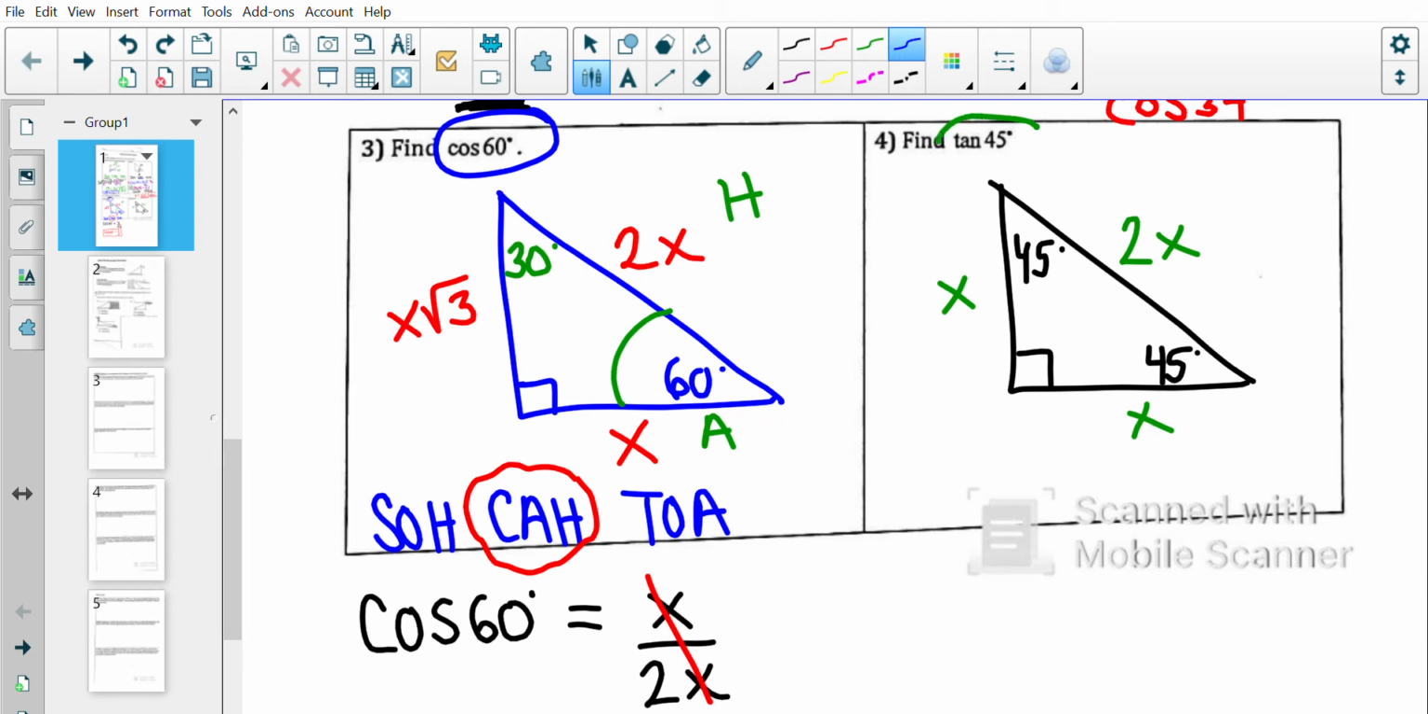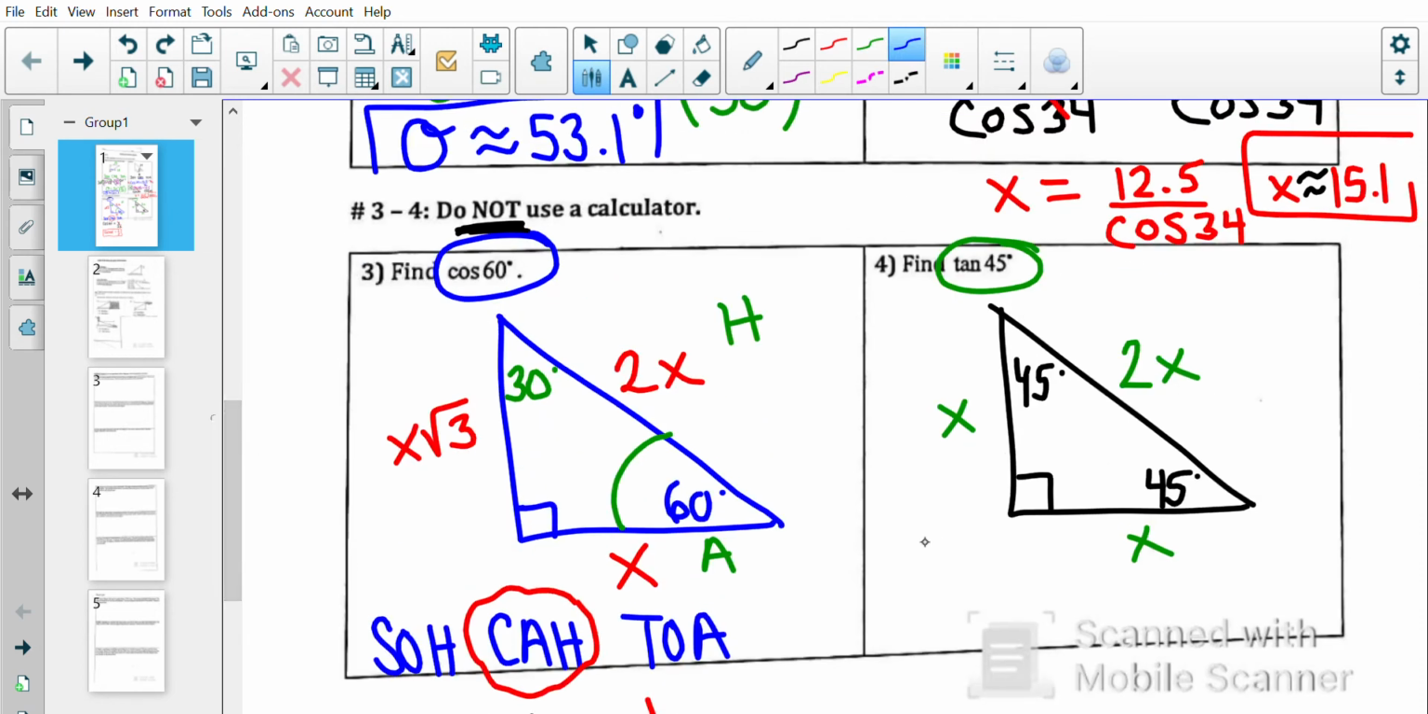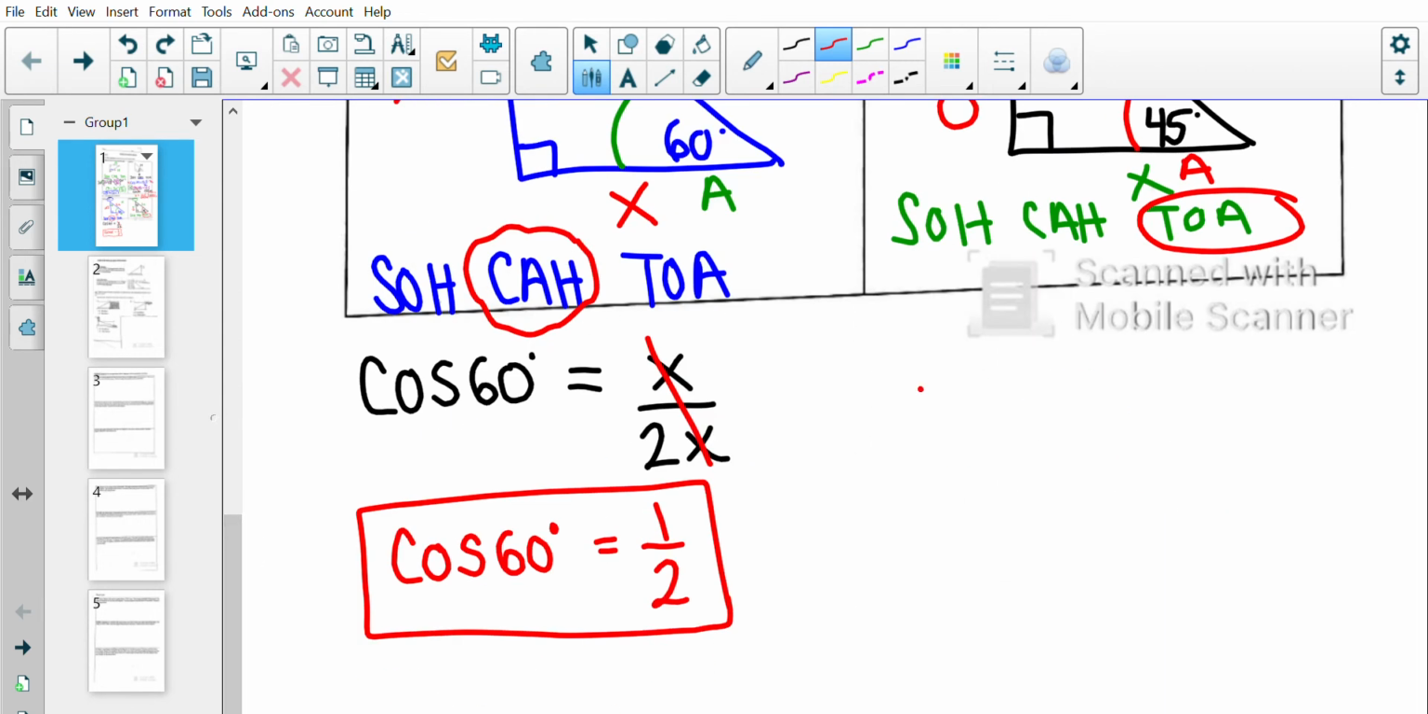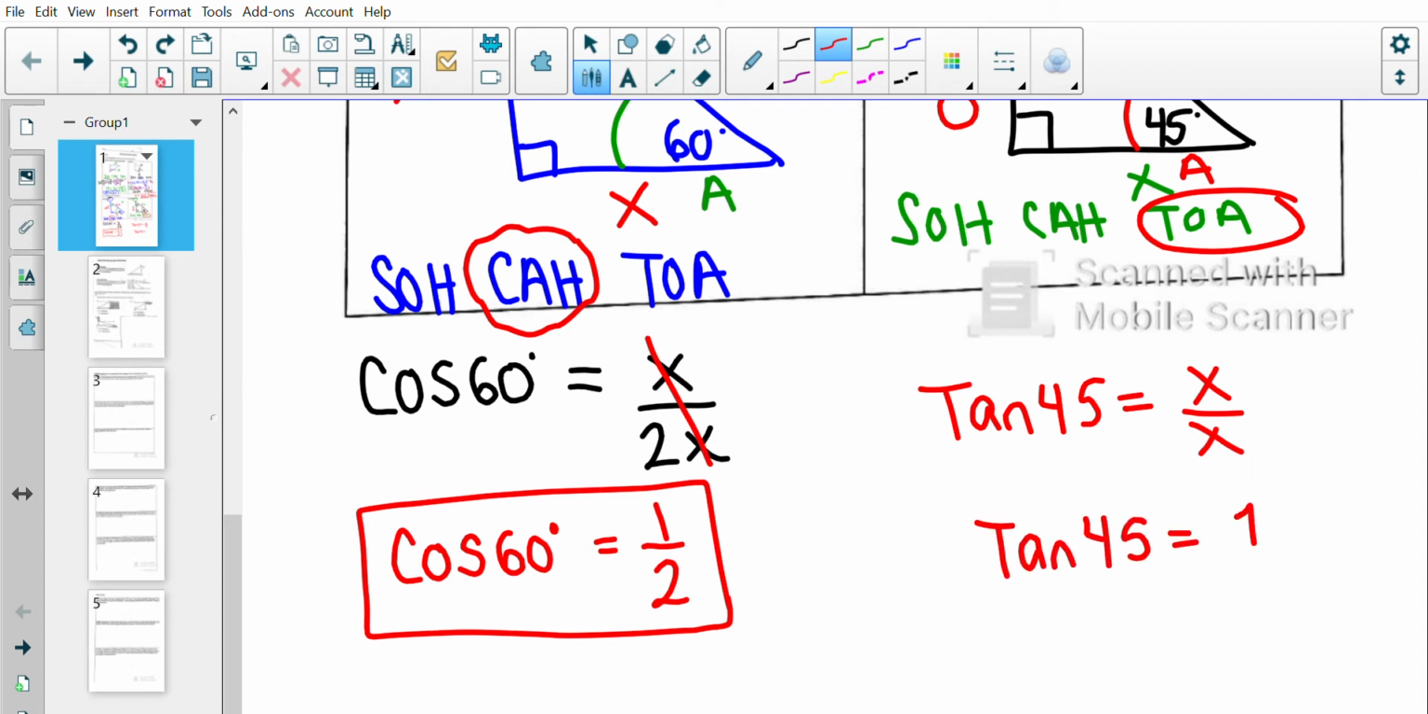We're asking for the tangent of 45. Well, tangent is TOA, right? We have SOHCAHTOA. Tangent is TOA, so we want to pair the opposite and the adjacent, and everything's in reference to that 45 degrees. So opposite 45 is x, adjacent to 45 is also x. So we're going to say the tangent of 45 is equal to the opposite x over the adjacent x. Well, x divided by x is 1.